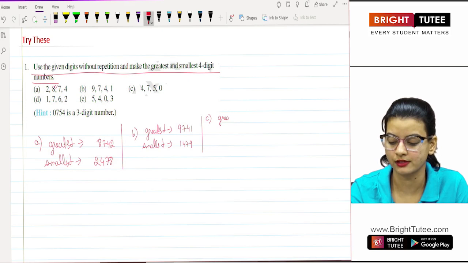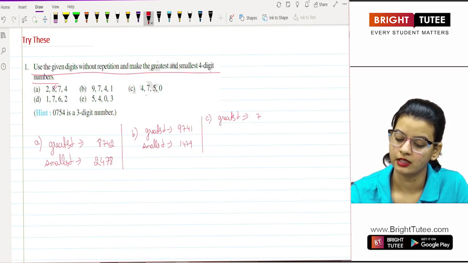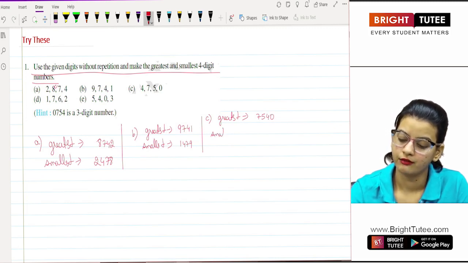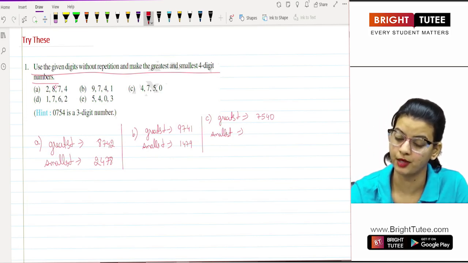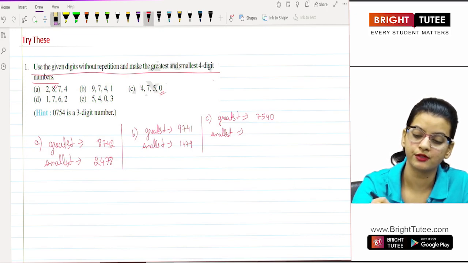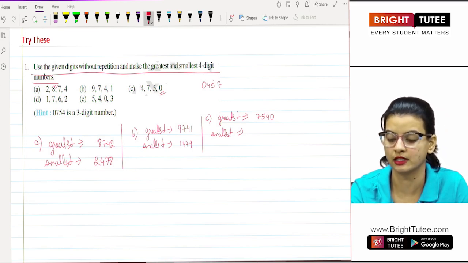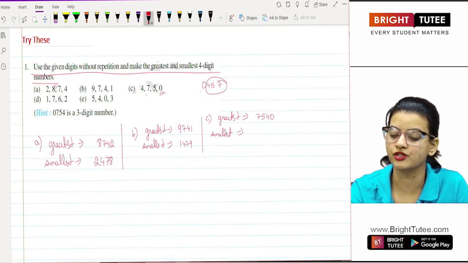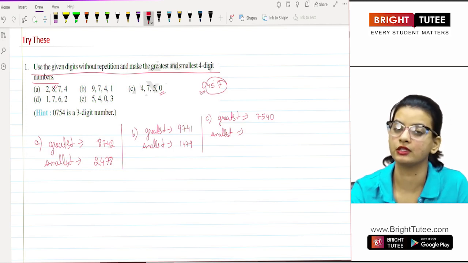For the greatest, again we are going to use the greatest digit in the thousands place, that is 7. Then the next greater digit in the hundreds place, that is 5. Then we have 4 and then 0. Now we have to be careful while writing the smallest 4-digit number that we can form. If we use 0 in the thousands place, then this becomes a 3-digit number and not a 4-digit number. So we cannot use 0 in the thousands place.